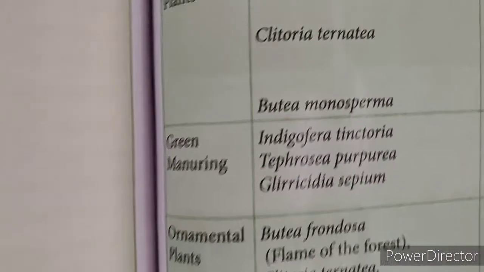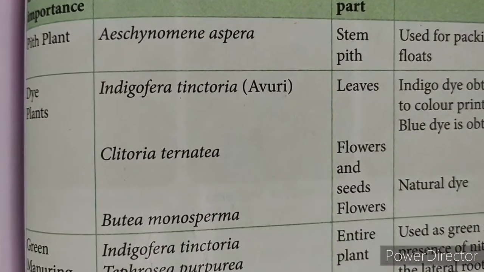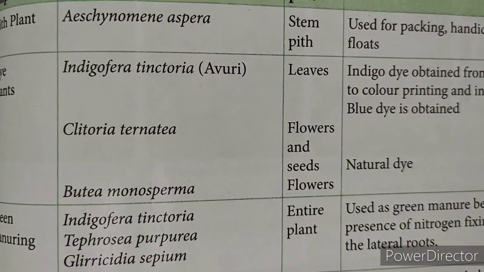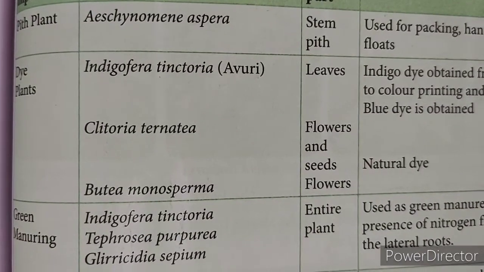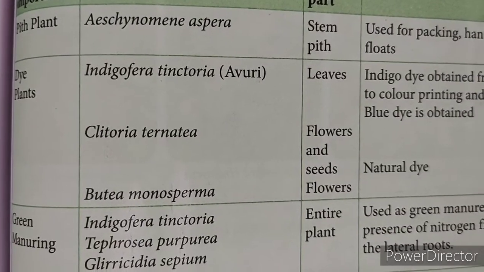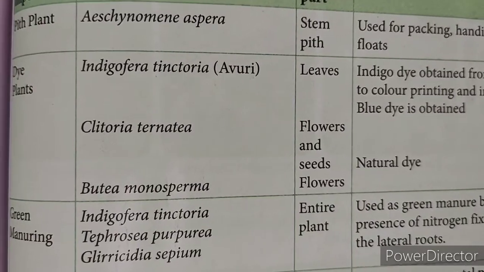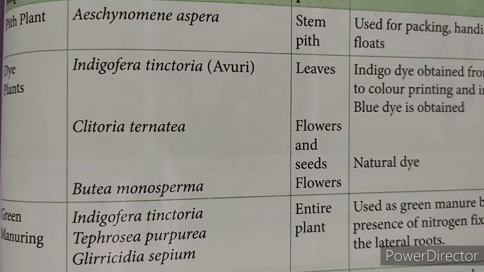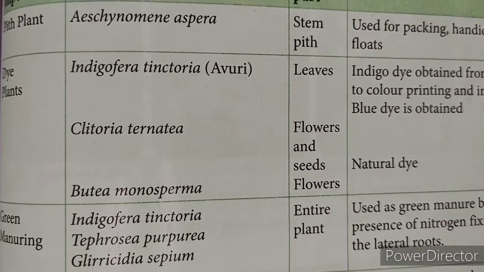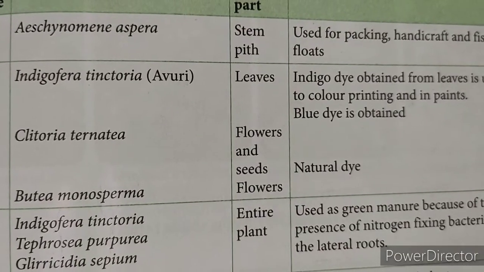Next let us study the pith plant, Aeschynomene aspera. What is pith? It is a white soft spongy tissue present in the center of the stem. We already studied pith when we studied the anatomical features, is it not? It is the center part, a white spongy tissue, which is used for making packing goods and handicrafts.